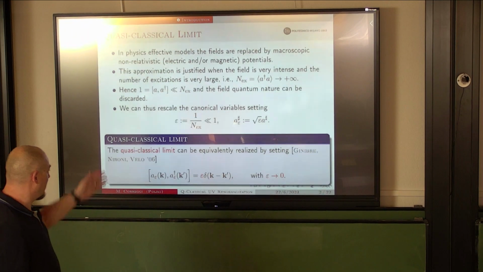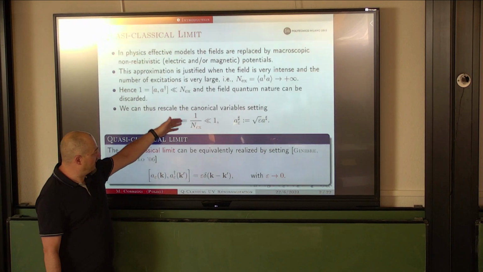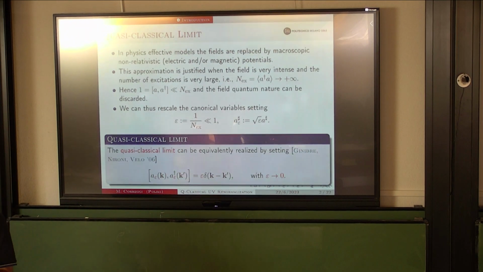So that's the way it goes, and it's encoded here. In the fact that we are from scratch removing, or looking at, the number of excitations, which is something times 1 over epsilon.